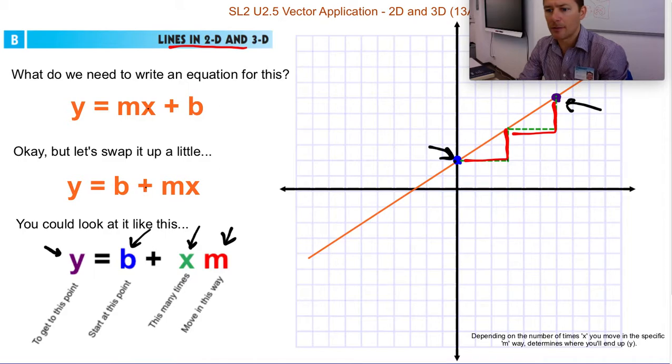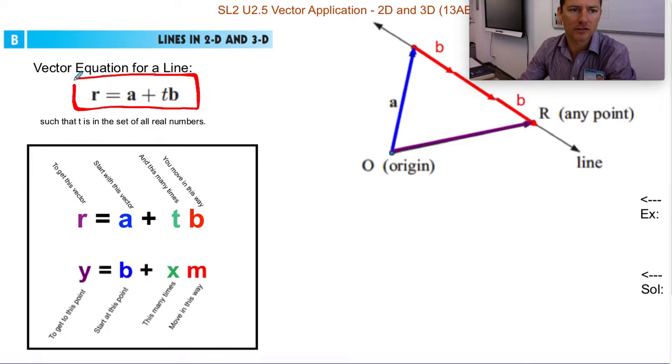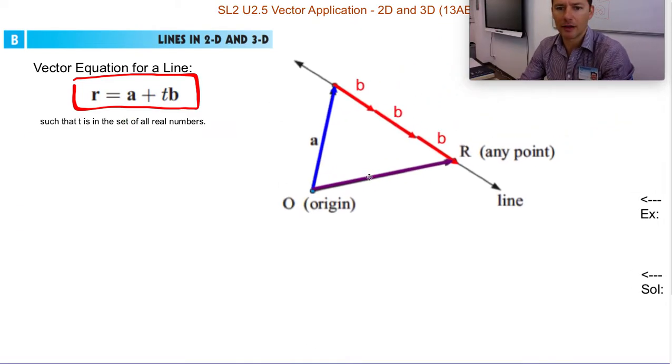We're going to do the same thing with the equation for vectors, right? So this is a generic equation for vectors, and it looks scary, but it's the same thing. To get this vector, I start with this vector, and I move in this vectored format this many times. It's the same thing. So let me give you a for instance, and then we'll try an example, right?